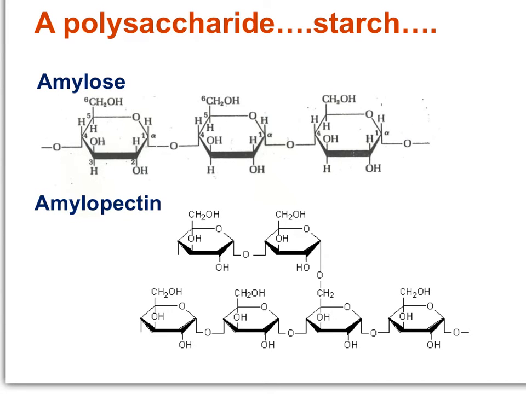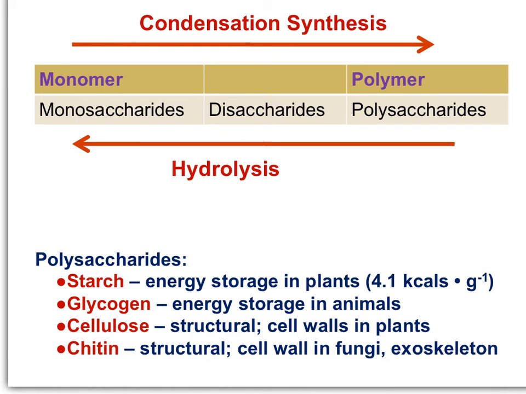Keep this in mind. To wrap up condensation synthesis and hydrolysis in carbohydrates, we would say that monosaccharides are joined by condensation synthesis to form polysaccharides, and that polysaccharides are broken down by hydrolysis into monosaccharides. Examples of polysaccharides include starch, energy storage in plants, glycogen, energy storage in animals, cellulose, which is structural, cell walls in plants, and chitin, which is also structural, cell wall in fungi, and the exoskeleton of insects and crustaceans. As well, we have the disaccharides, sucrose, lactose, and maltose.